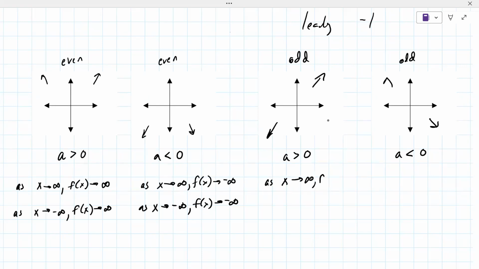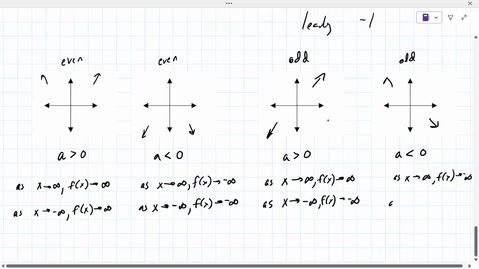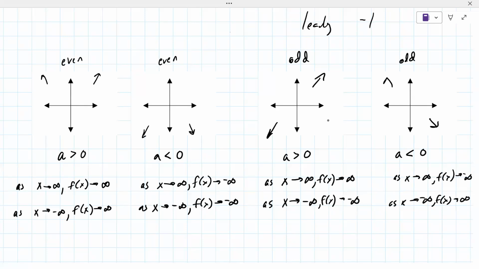As x goes to infinity, f of x goes to infinity. That's the one on the right that's rising. As x goes to negative infinity, f of x goes to negative infinity. As x goes to infinity, f of x goes to negative infinity. As x goes to negative infinity, f of x goes to infinity. And that's it. Okay. Lesson over.